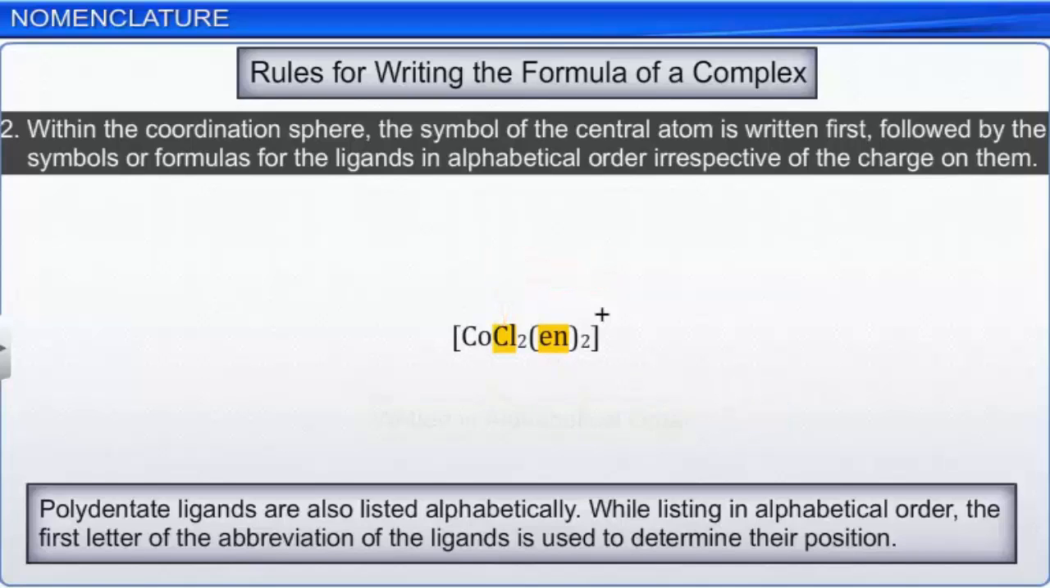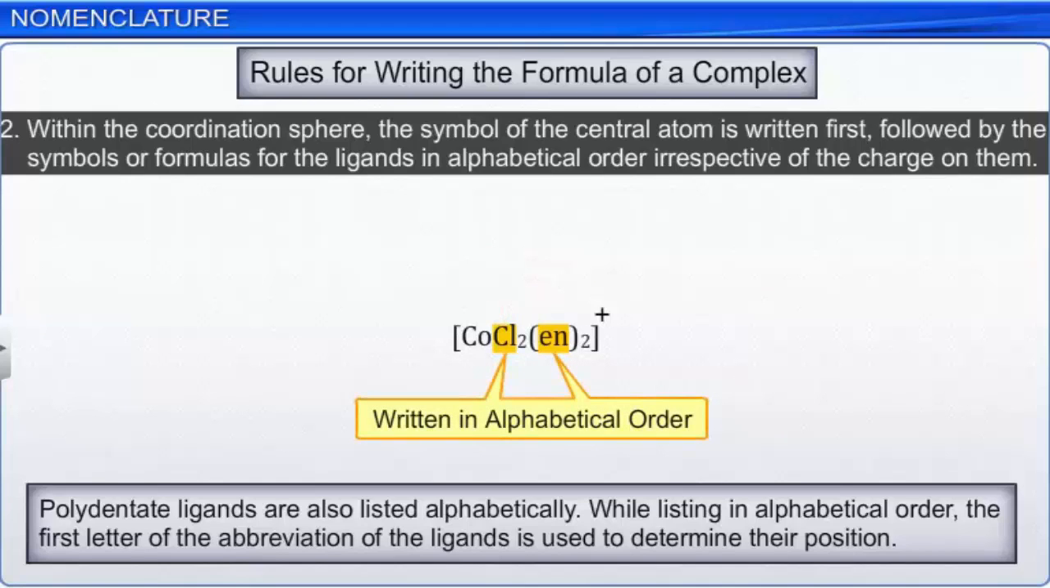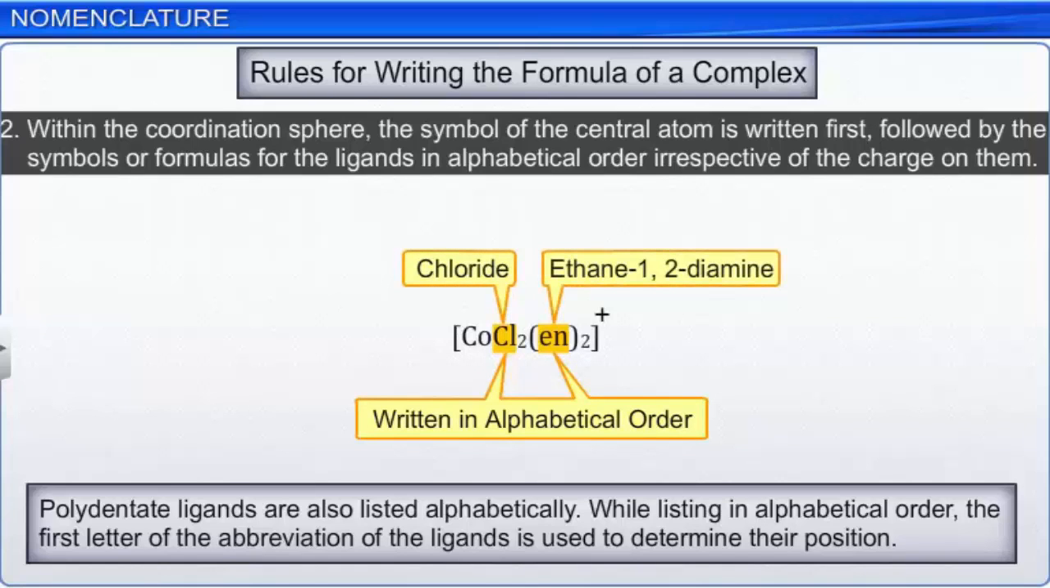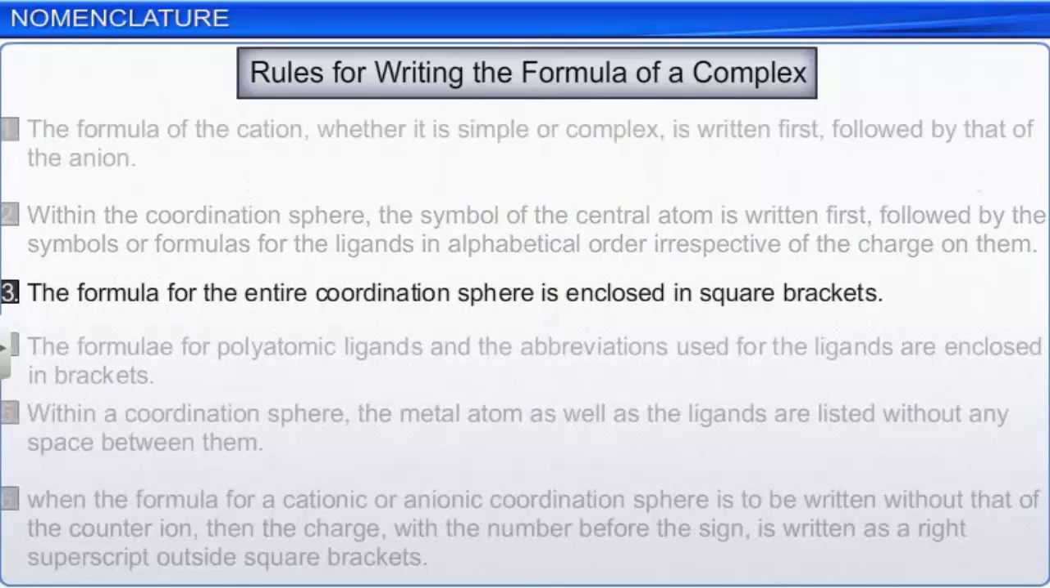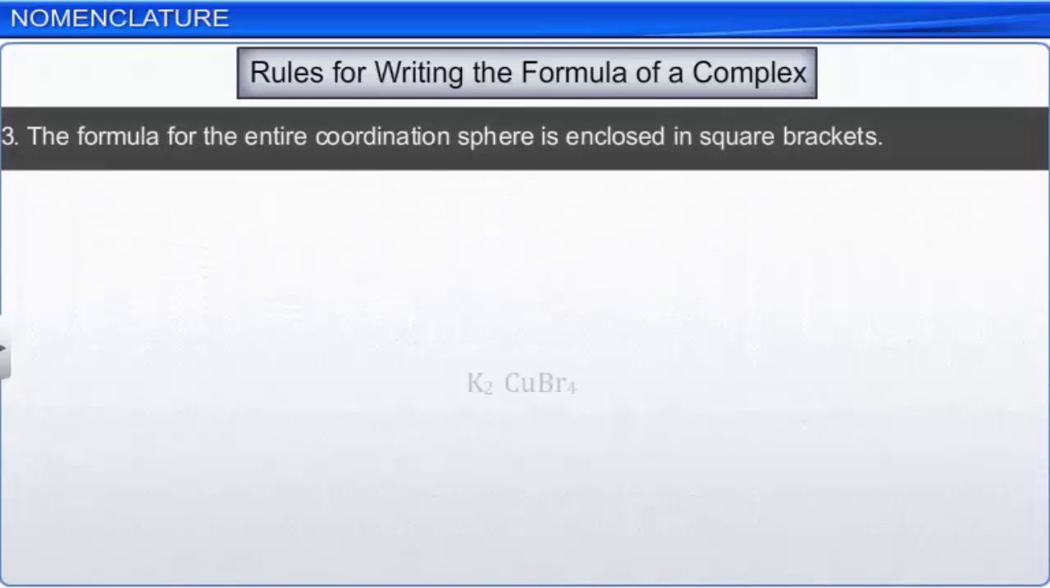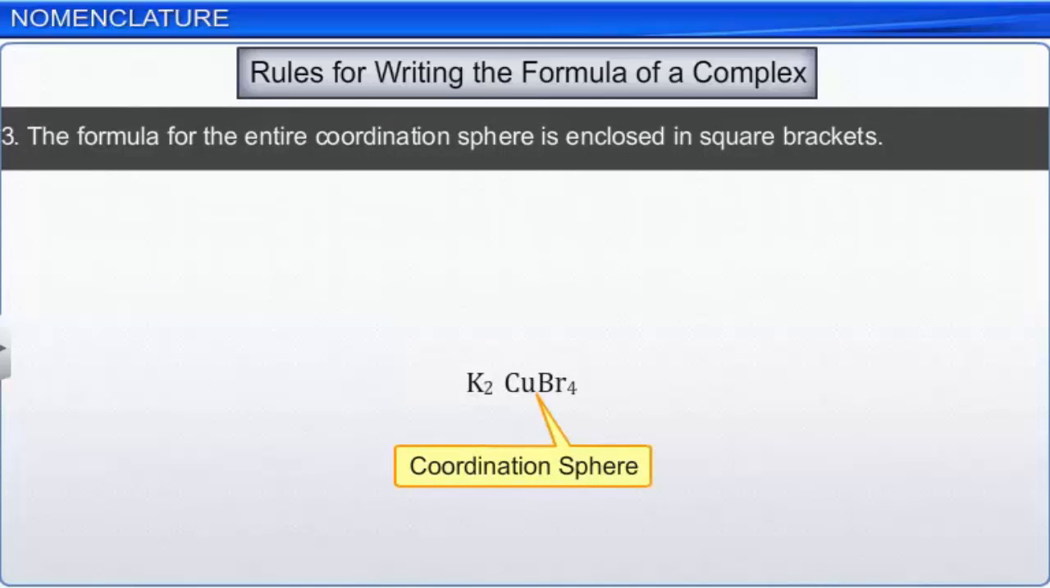Another rule is that the formula for the entire coordination sphere is enclosed in square brackets. For example, in the complex shown here, the coordination sphere containing the metal atom copper with 4 bromine atoms is enclosed in square brackets. The cation potassium is written outside the coordination sphere.